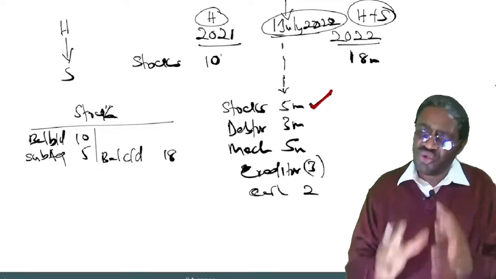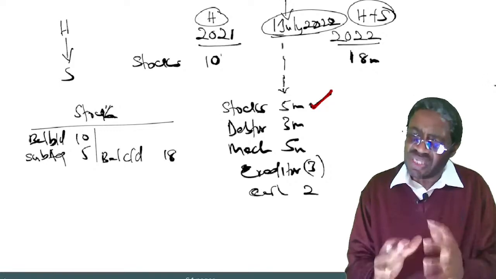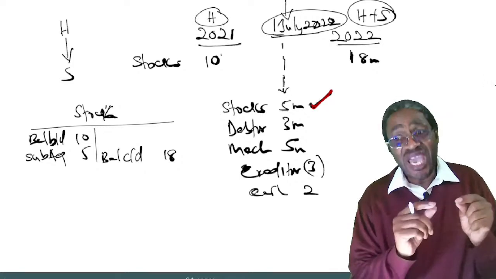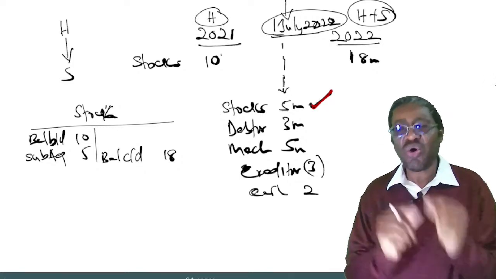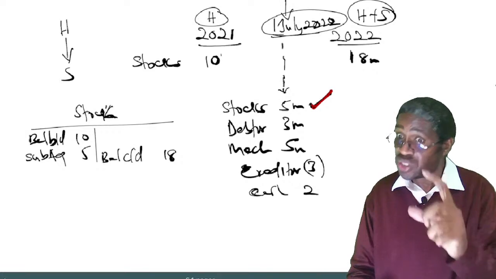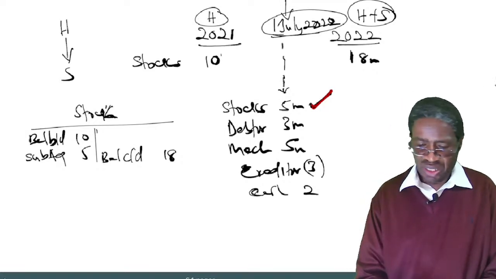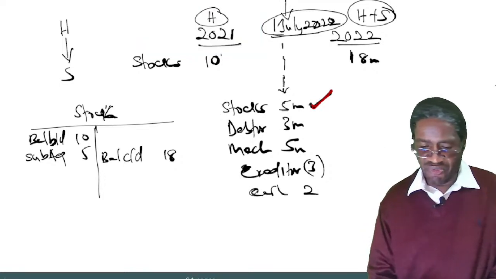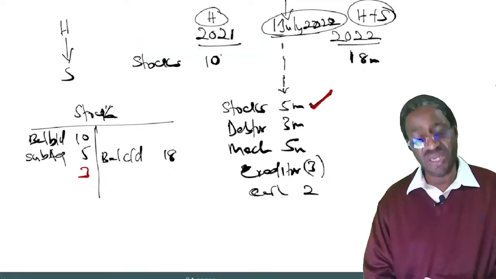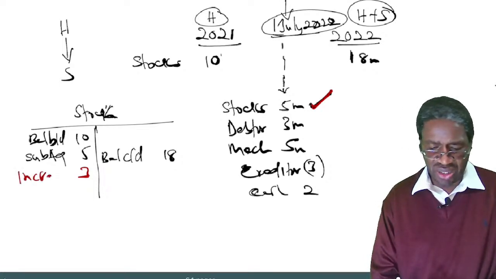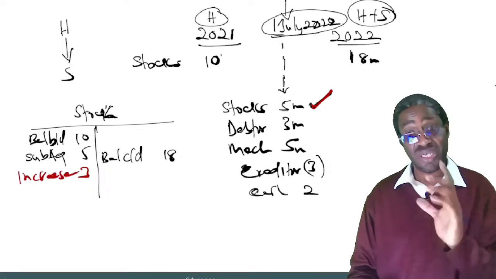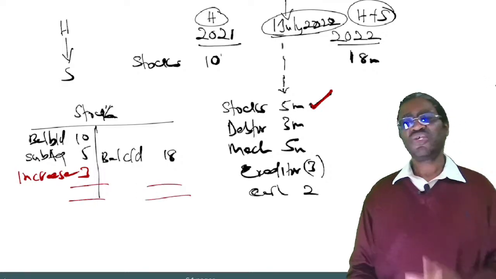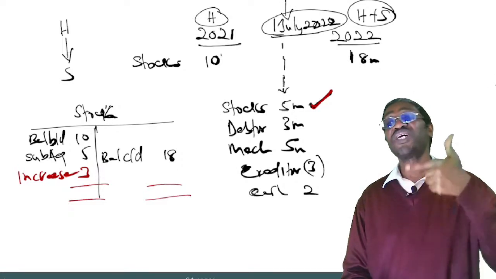Now, once you do that, there will be a balancing figure in this account. That balancing figure will either be the increase or decrease in stocks that you use in your cash flow statement. Like in this case, I can see there is a difference on this side of 3 million. That looks like an increase in stocks. Good. So when you are preparing your cash flow statement, you will take 3 million to represent the increase in stocks.